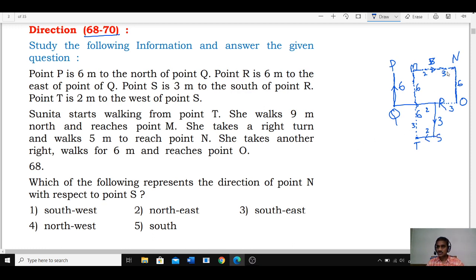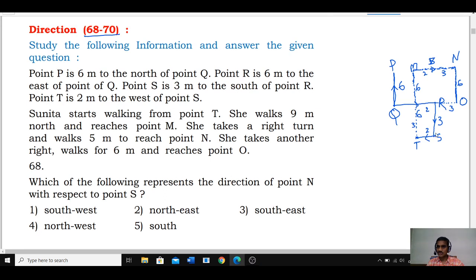From S to reach N, first we need to move towards north, then towards east. North and east is northeast, that is choice 2 for 68.